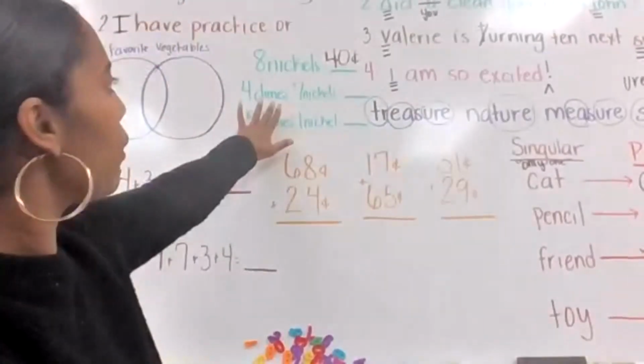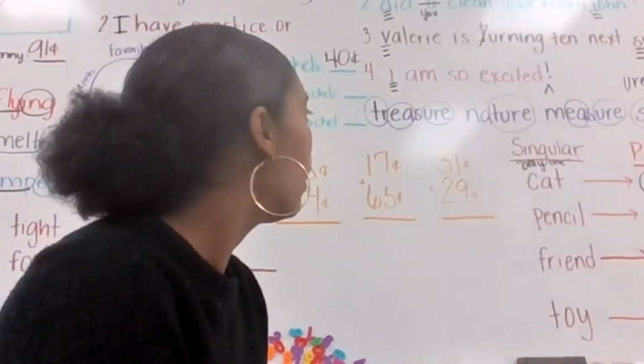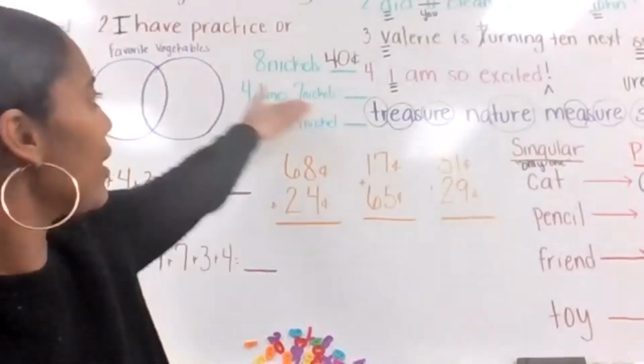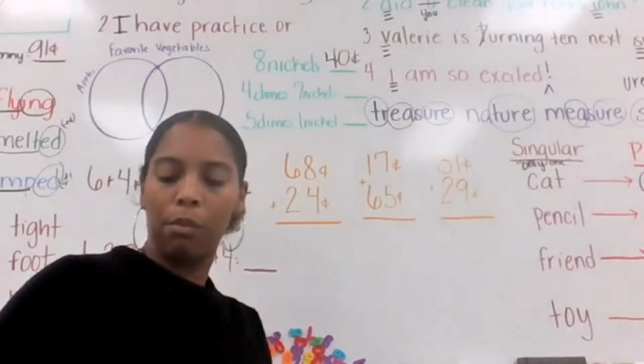All right, next amount. I have 4 dimes and 7 nickels. Remember, a dime is worth 10 cents and a nickel is worth 5. Draw out your 4 tens, then add your 7 fives in there, 7 nickels.